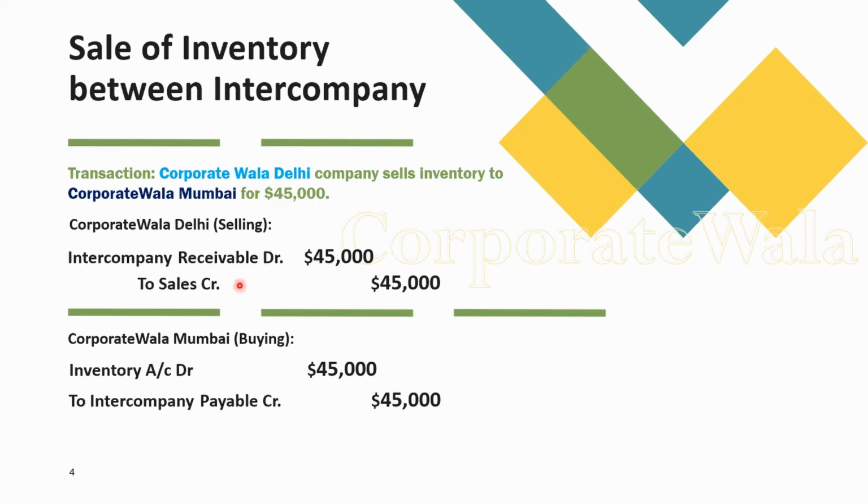So if in Delhi books they have a receivable of 45,000, in Mumbai books they need to create a payable of 45,000 as well because they are getting goods from Delhi intercompany. So our receivable will always be equal to the payable account.